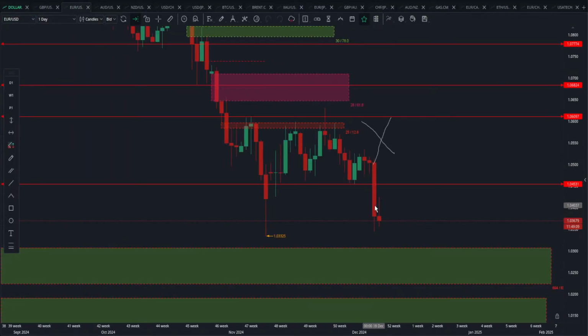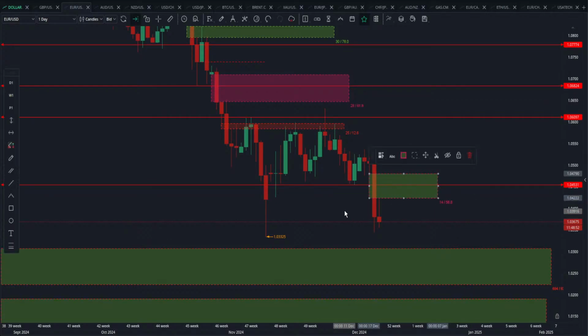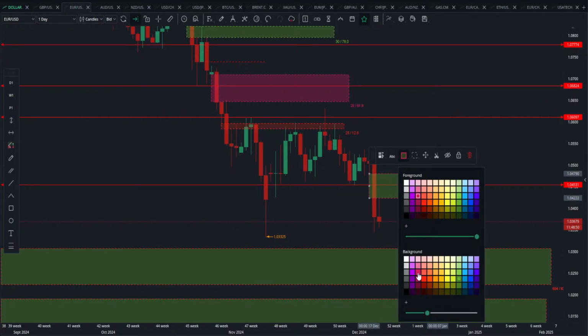In the case of the euro, earlier I was not looking for any opportunity because it was not showing any sign of movement. Now, yesterday it has shown us a sign of movement. To what side? To the downside. With what? A fair value gap. Now, we want the price to trade or dig into this fair value gap. And this is bearish, so I'll turn it into red.